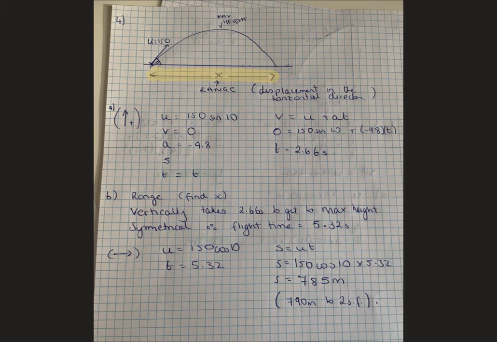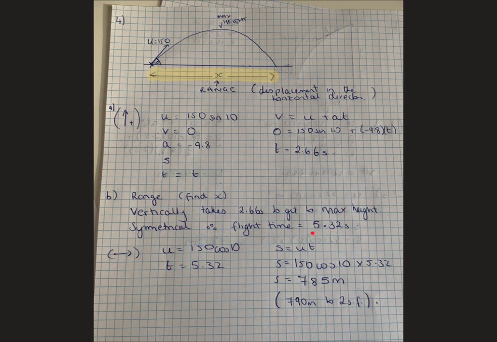So from part A, if the particle takes from here to here, what did we say? It was about 2.66 seconds. Store that into your calculator. If that's 2.66 seconds to there, well, this is symmetrical, so it's another 2.66 seconds to get to there. So the total flight time is just double that, and that's what I've written here. So using symmetry, the flight time will be double that number, which is 5.32.